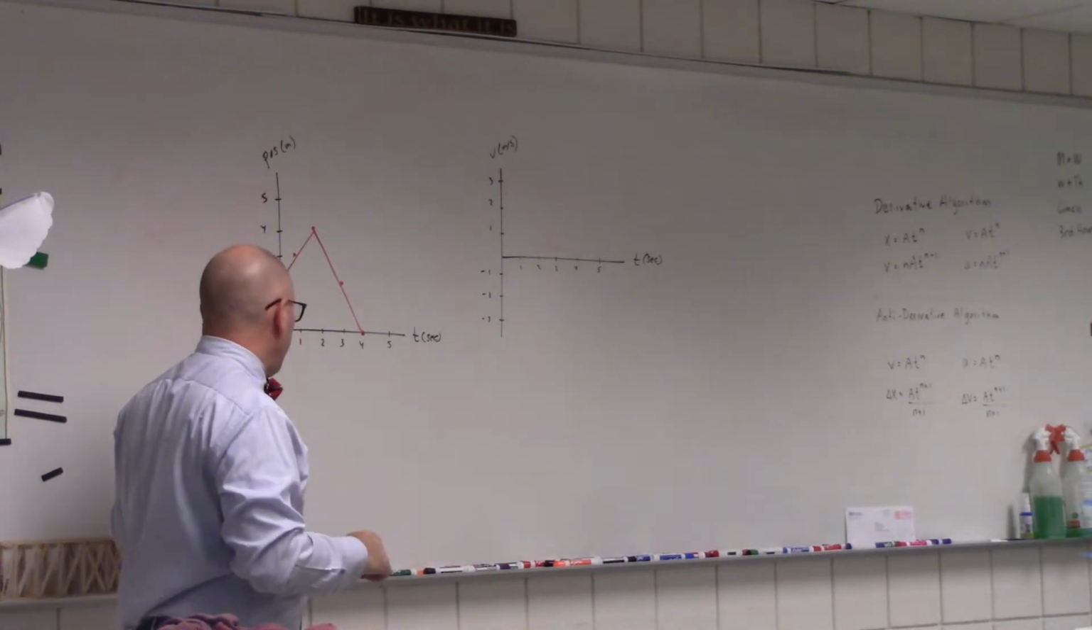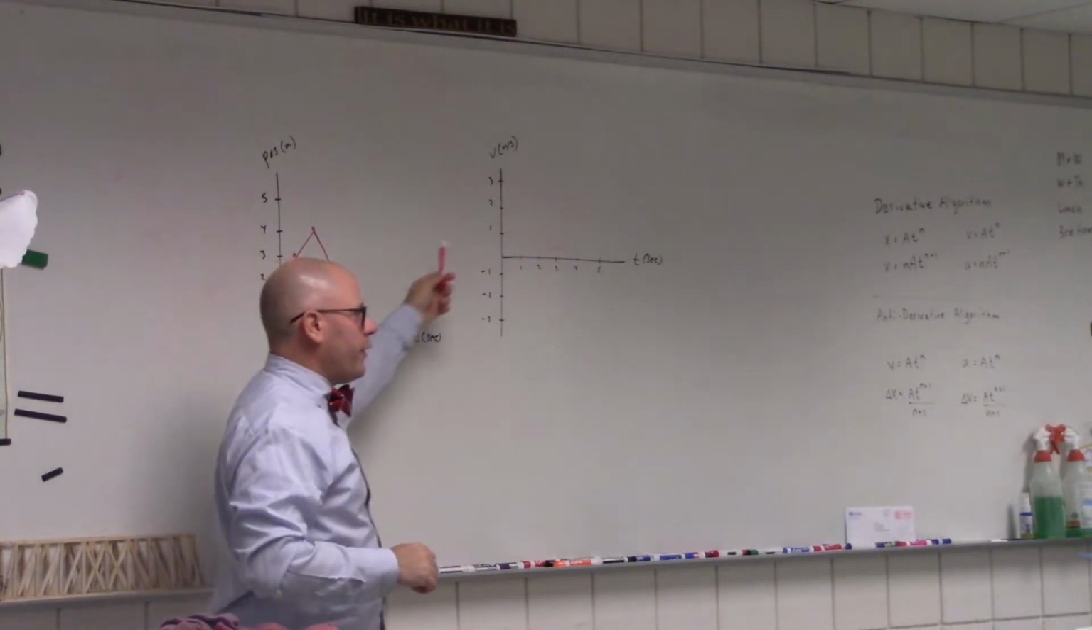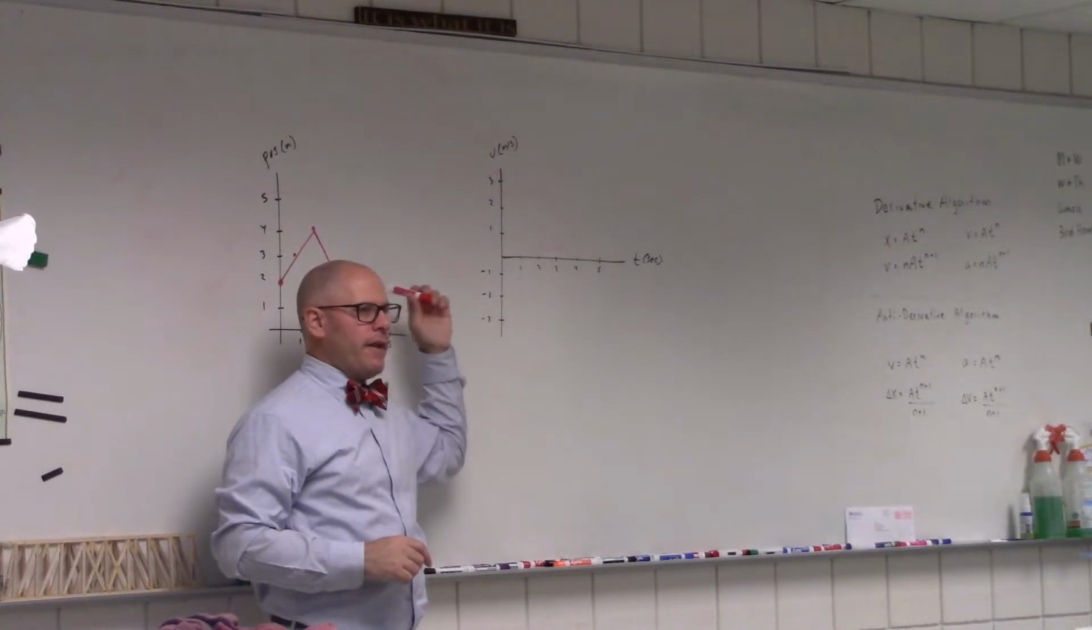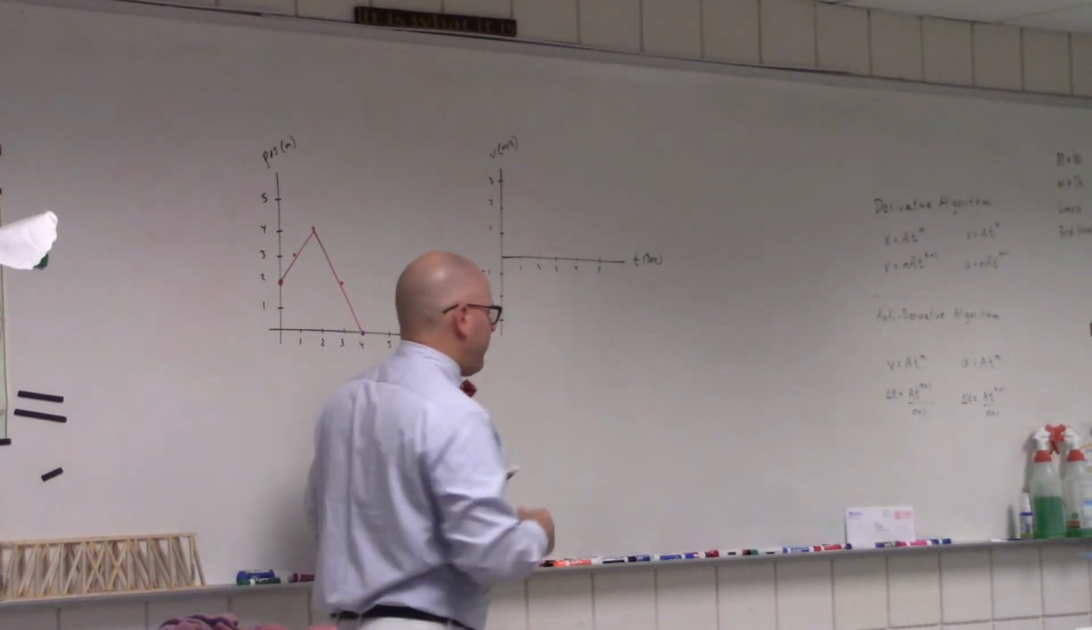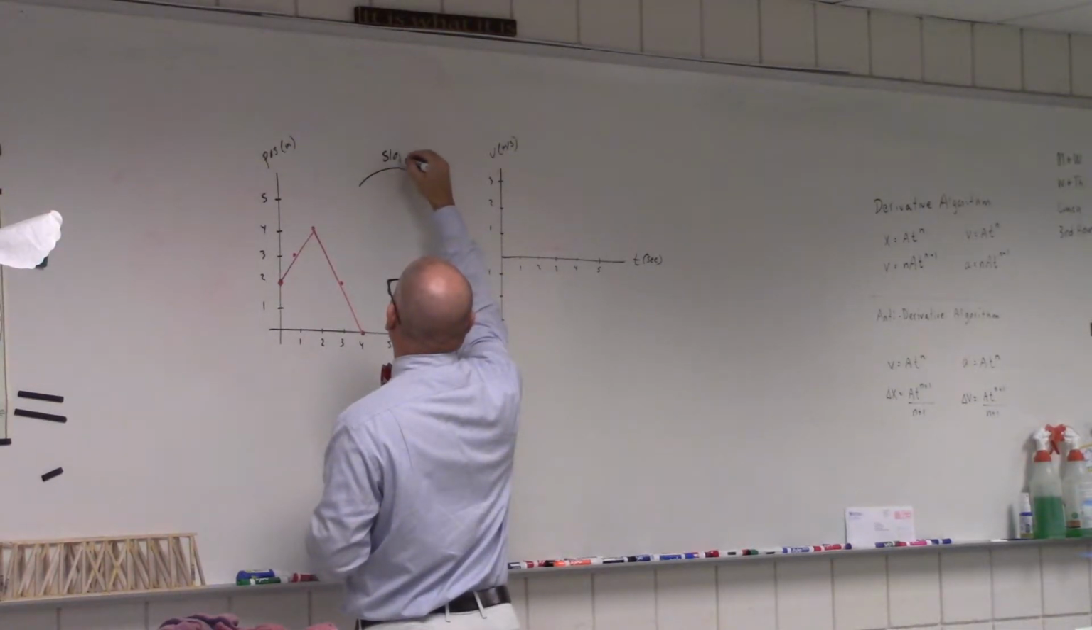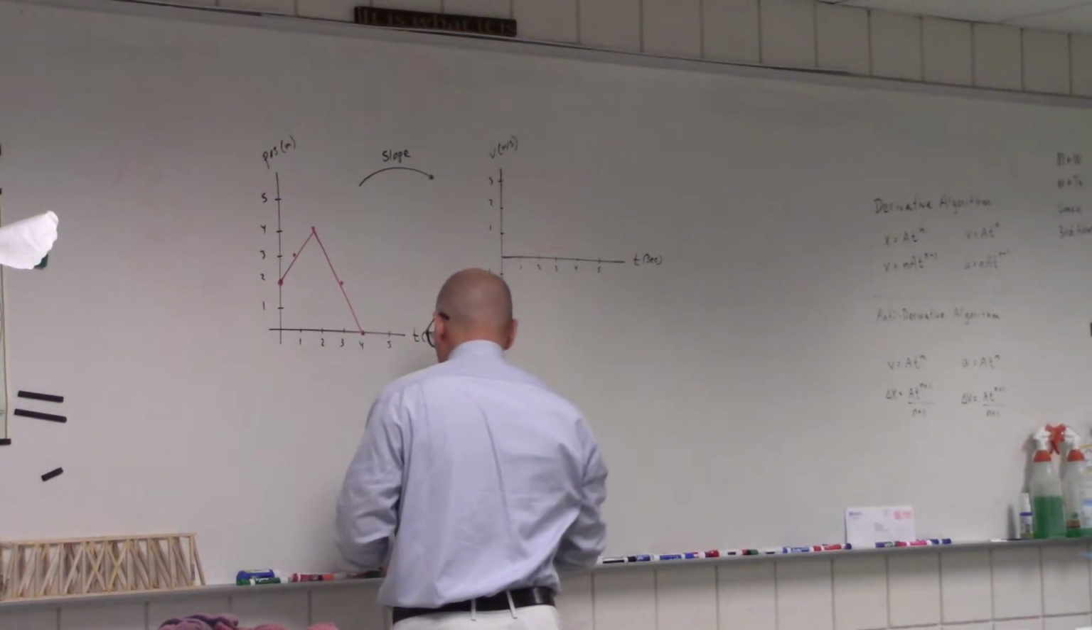So now, what we're going to do is see if we can graph the velocity given the position graph. How are we going to get the velocity values given the position graph? That's right, we're finding the slope. So we're going to go like this. Slope. All right, let's do some slope action.